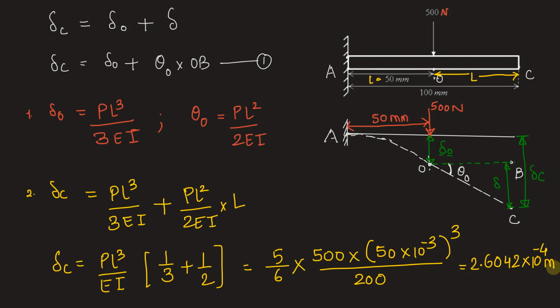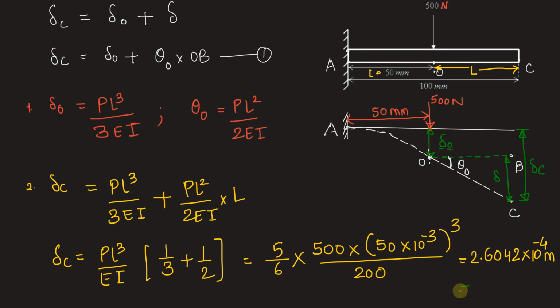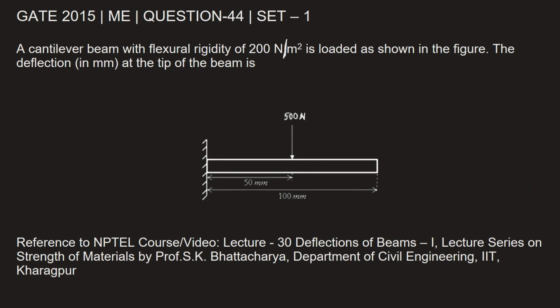Remember the unit is meter and we have to write the answer in millimeters. So if we convert this into millimeters, we multiply it with 10 to the power 3. So this becomes 0.2604 millimeters. Let's fill in the answer. So the answer is 0.2604 millimeters. Deflection at the tip is 0.2604 millimeters.